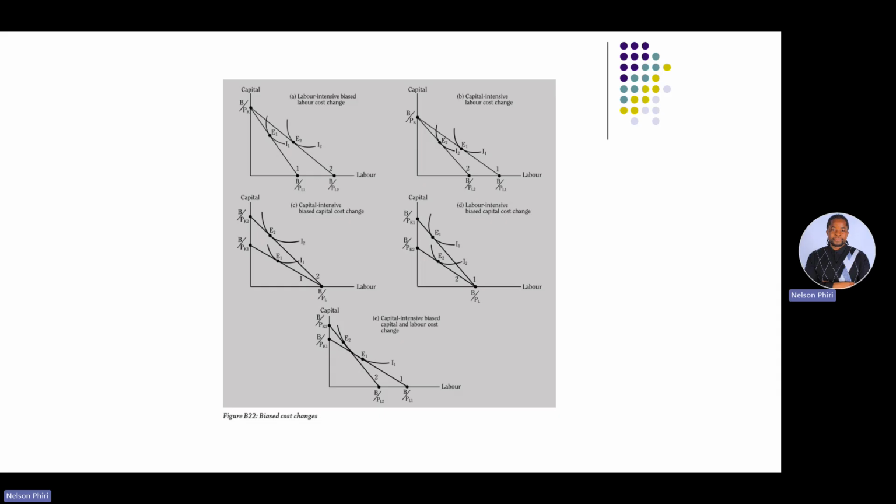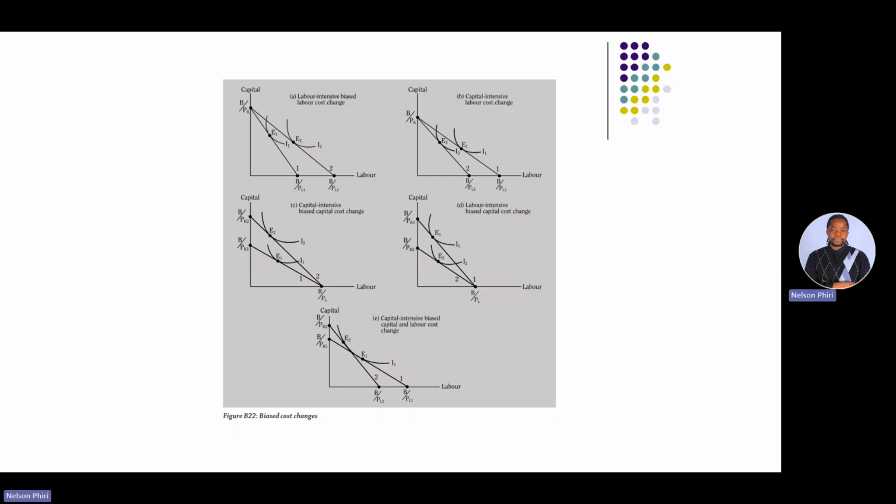Here we are talking about changes in your cost of labor. Initially, in your diagram A, labor becomes less expensive. That's why we are utilizing more units. That's why I'm moving from 1 to 2. So in figure A, the labor cost has changed and we become more labor intensive. However, in B, the labor cost increases, we become less labor intensive. So that's why the line is moving inwards, showing us that labor is becoming more expensive.